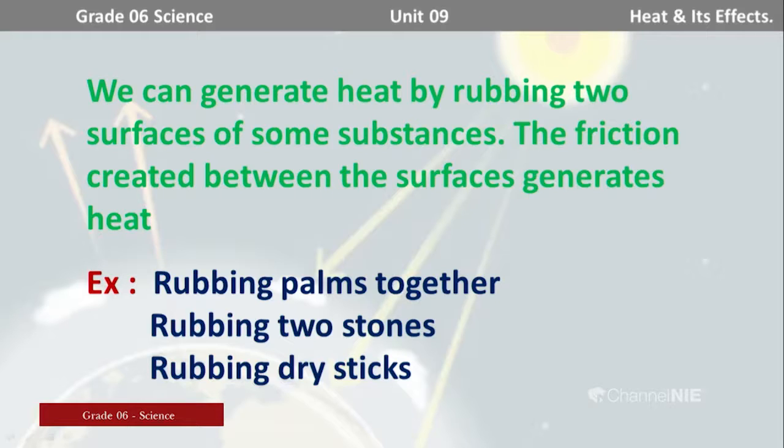So, now we are going to talk about how to generate heat by rubbing substances. You can also engage in a simple activity. You can take your palms and rub your palms in this way, and keep your palms on your cheeks. What do you feel? Yes, you feel a hotness. The reason is rubbing has produced heat.